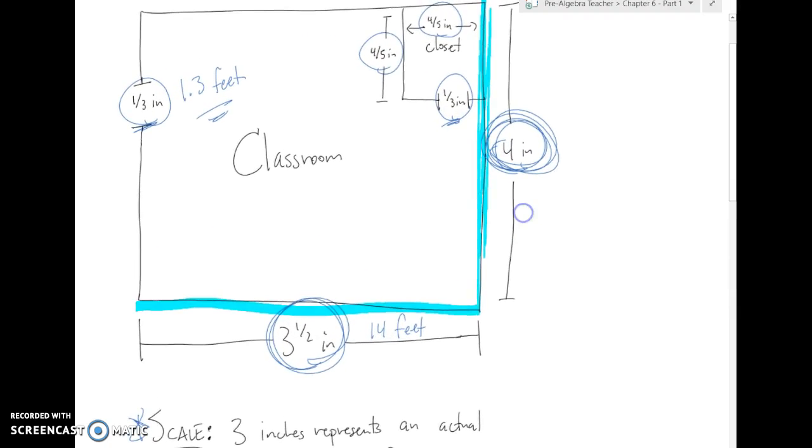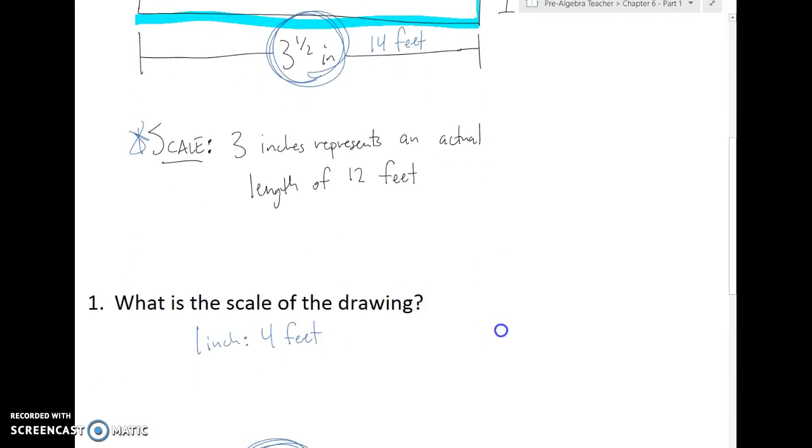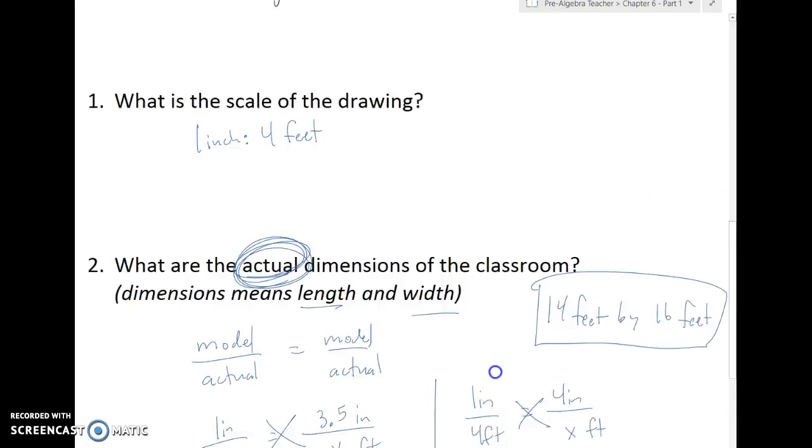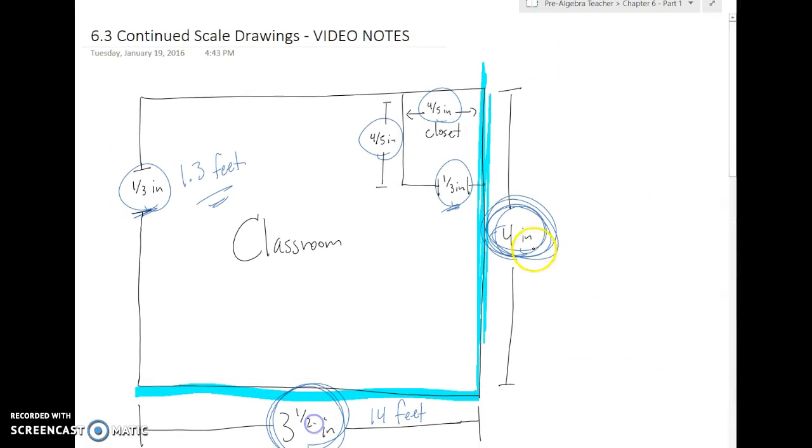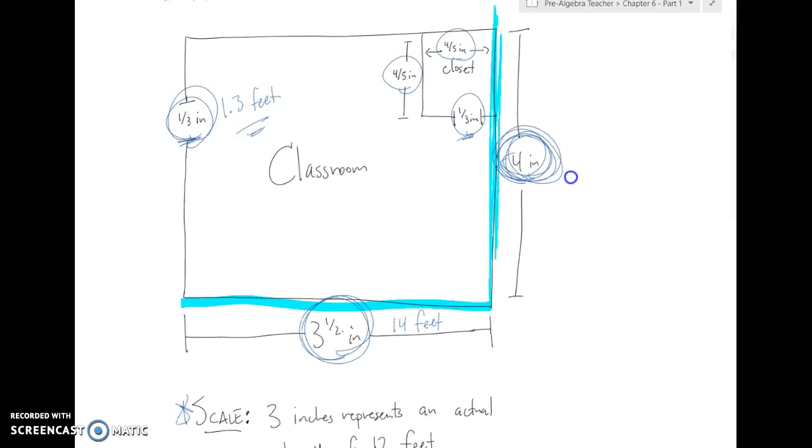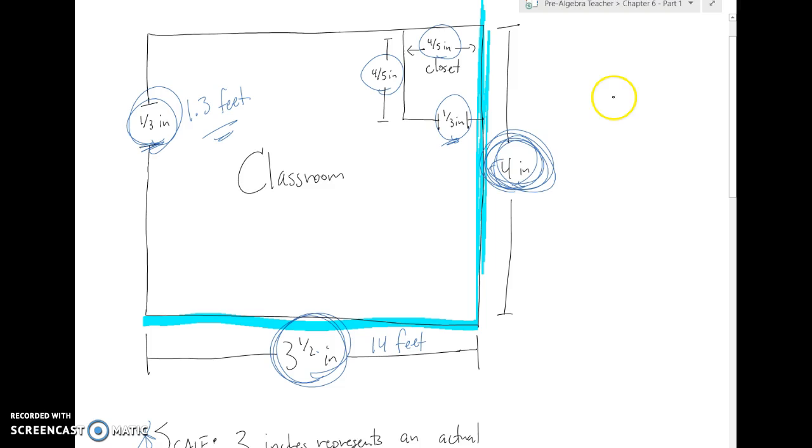Now, I'm sure some of you are saying, well, Mr. A, can't I just multiply it by 4? Can't I just say 3.5 times 4 and 4 times 4? You're exactly correct. The only thing I would caution you against is you need to know what to do if you're going to find something different. So let's say I told you what the actual feet were, and you had to come up with a model.